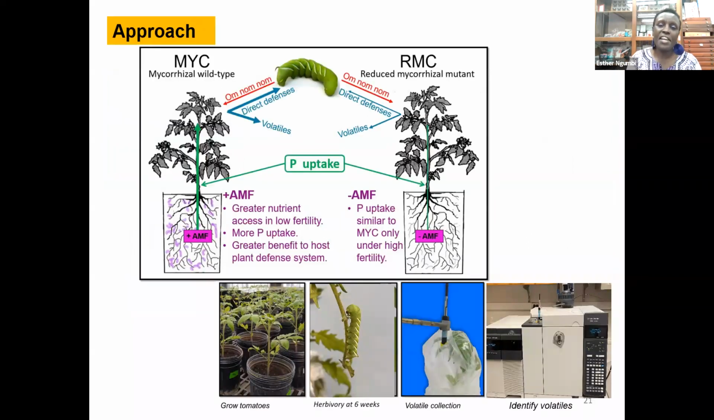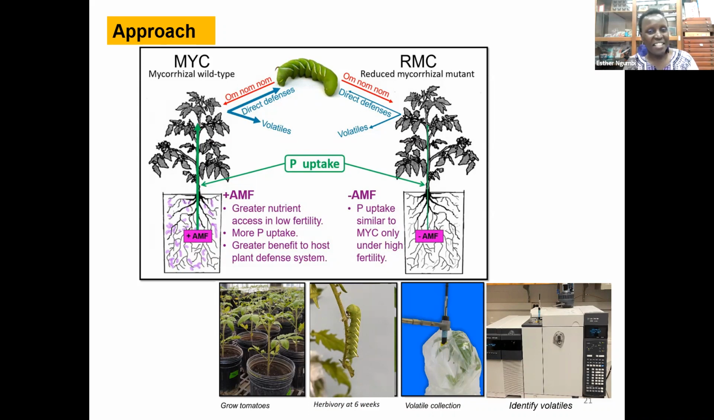So our approach here, we use two genotypes. We have Mike, which is the wild type, which colonizes very well with mycorrhizal fungi. And then we have the reduced mycorrhizal mutant that does not form associations with mycorrhizal fungi. So with these two genotypes, we are able to truly see the benefits of mycorrhizal colonization.